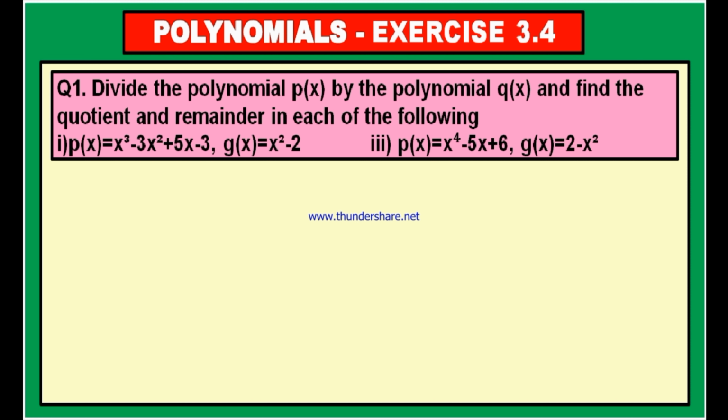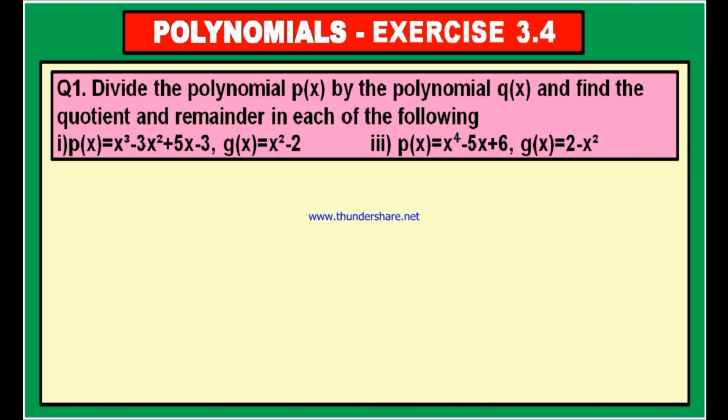I shall repeat the question. Divide the polynomial p of x by the polynomial g of x and find the quotient and remainder in each of the following cases. The first bit is p of x is equal to x cube minus 3x square plus 5x minus 3 and g of x is equal to x square minus 2. And third bit, p of x is equal to x power 4 minus 5x plus 6 and g of x is equal to 2 minus x square.